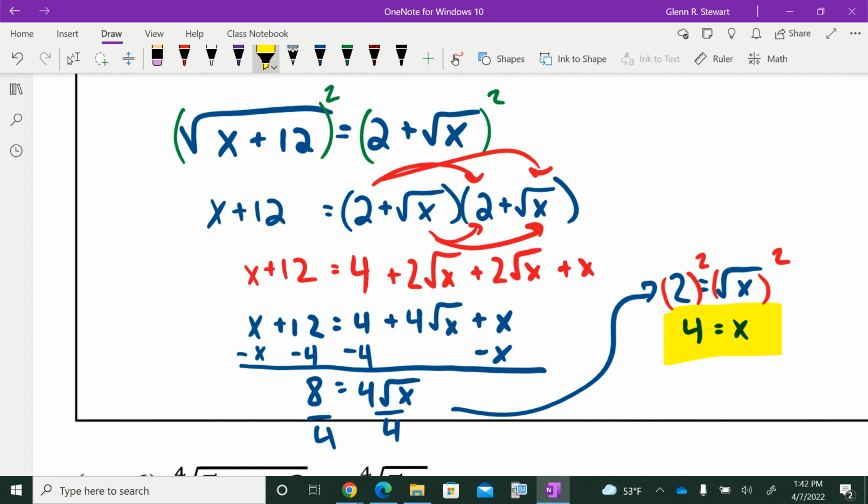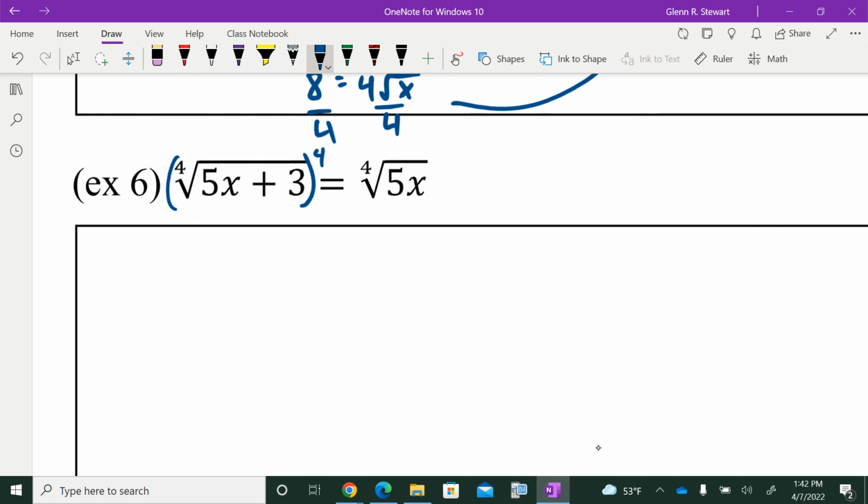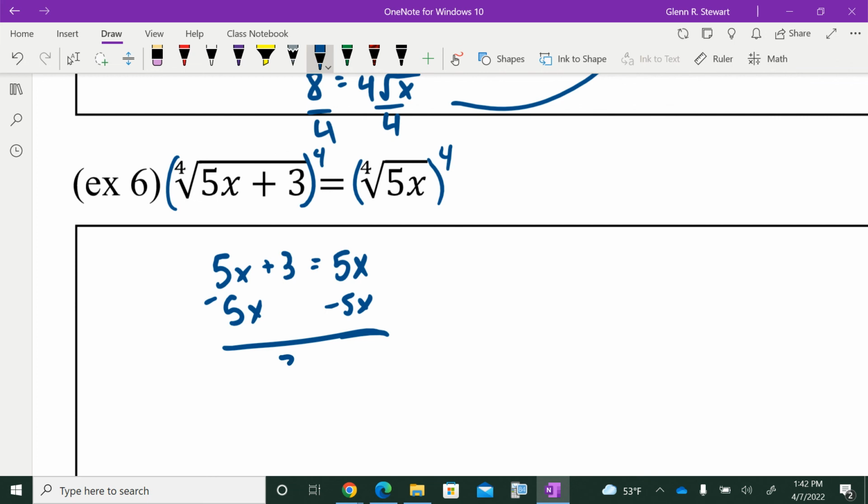Can we just do this in example 6? Yeah. If you want to try example 6 on your own, go ahead. But take a look at example number 6. We've got a fourth root. How do you eliminate a fourth root? 4. Yeah, take it to the fourth power. So now I'll subtract 5x from both sides. And I'll get 3 is equal to 0, which isn't true. So this is no solution.